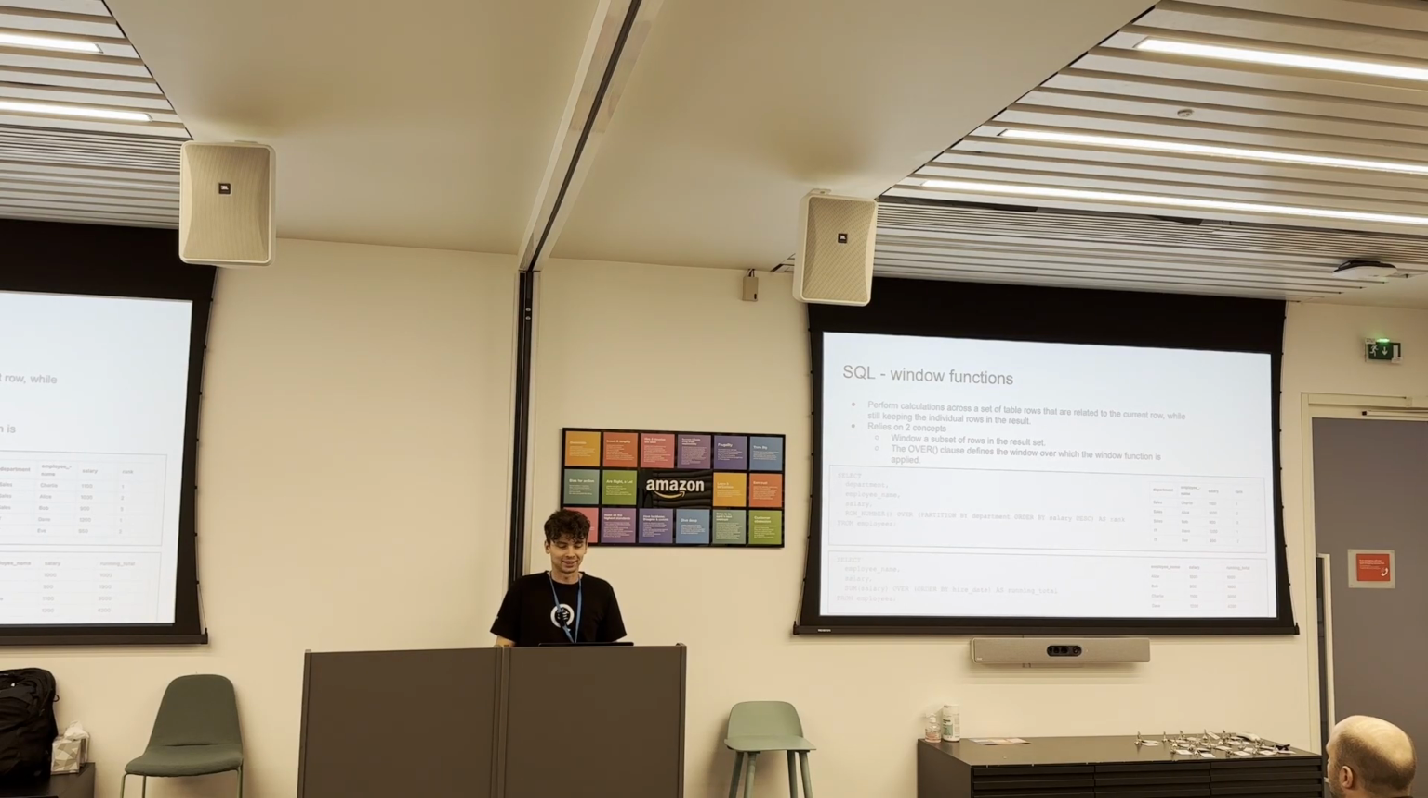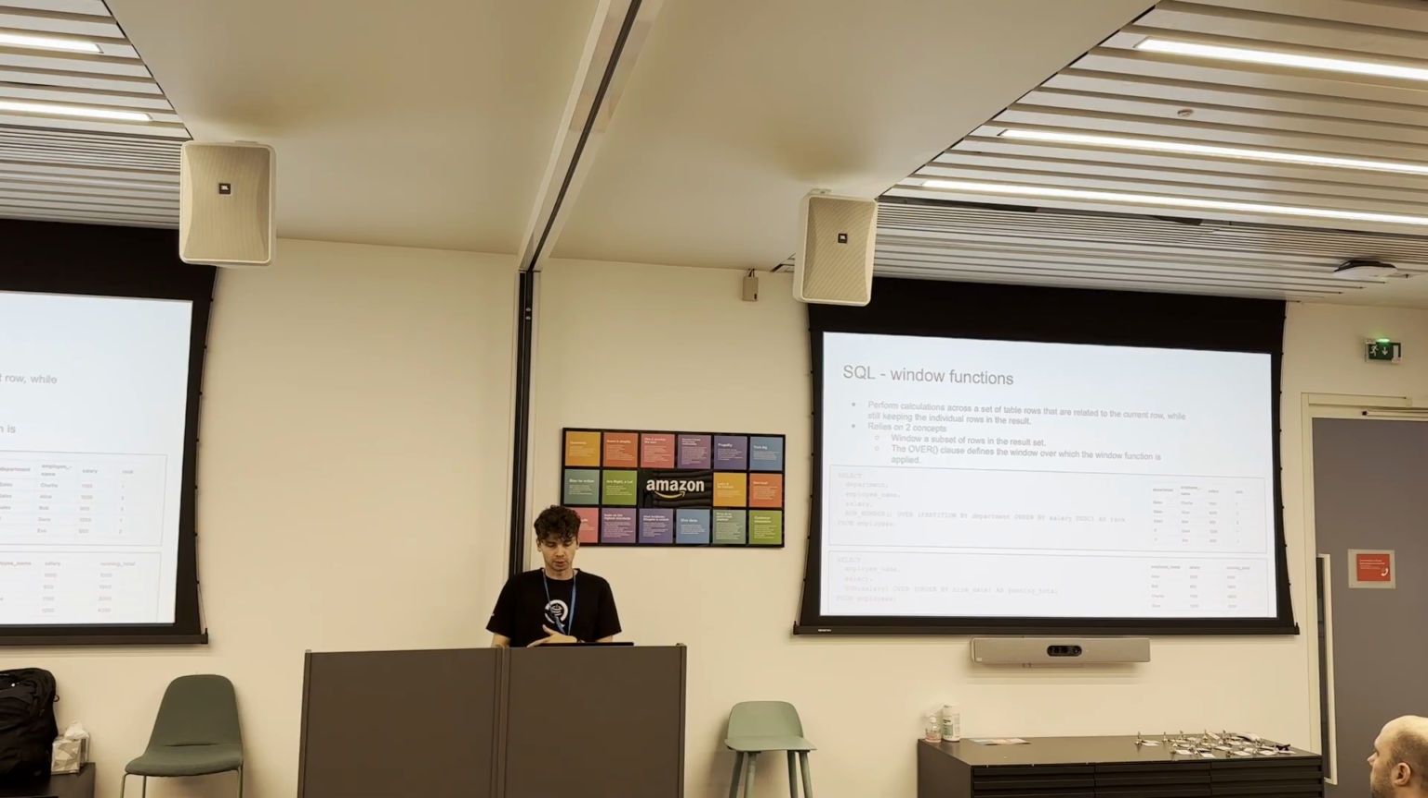But I have prepared a slide just to give you an overview of what window functions are and how they are helpful in these cases. So this is a 101 on SQL window functions. Window functions are basically performing some calculations across a set of table rows that are always related to the current row, but they still preserve the individual rows in the result.